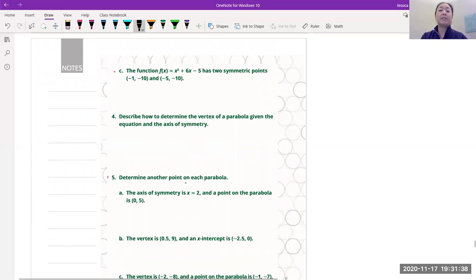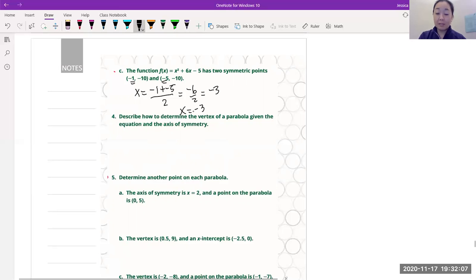All right, so then number C. We're still finding the vertex here. So we are given two symmetric points. Remember, we don't care what the y is. We don't care how high or how low it is. We just care about the x parts because we want to know that distance. So we're going to say x is equal to, from -1 plus -5, and what's in between that? Maybe you guys can figure it out already. So that's going to be -6 divided by 2, which is going to be -3. So my AOS is x is equal to -3.